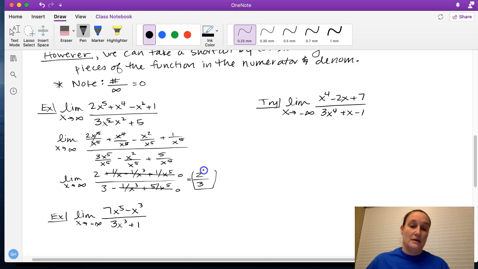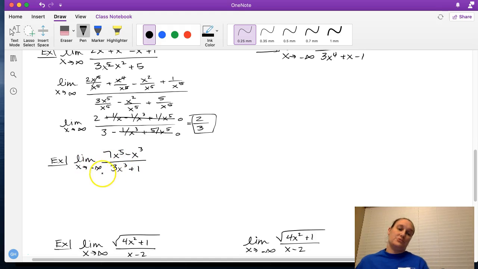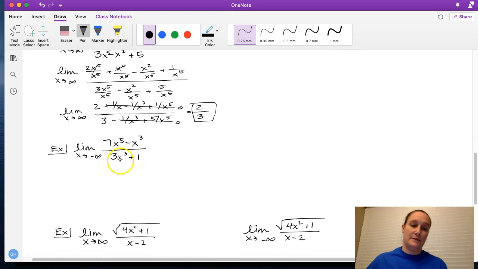All right? So you're going to do that on this problem on Nearpod. Now, for this one, we're going to take a little bit of a shortcut. We're not going to divide by the x cubed. You could, but we're not going to.